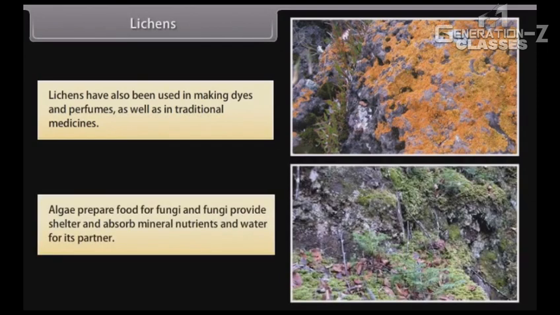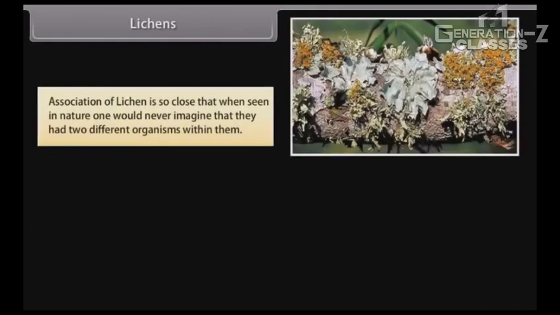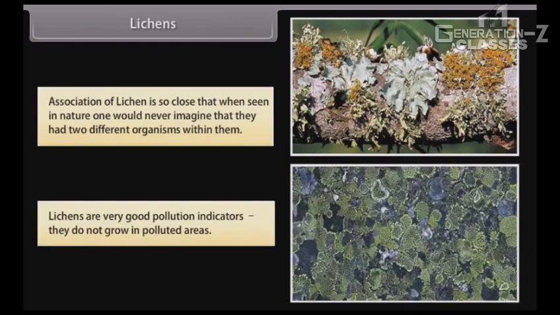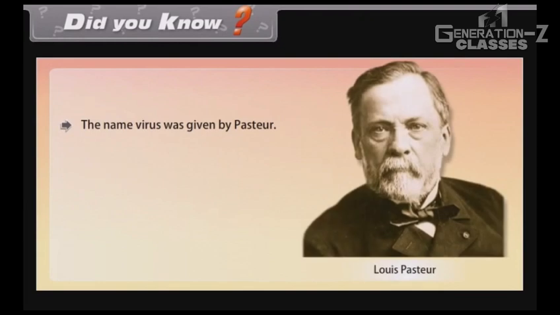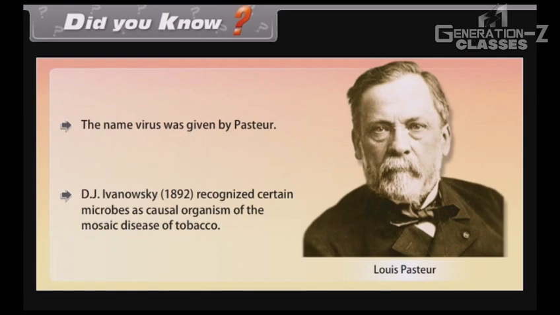Algae prepare food for fungi, and fungi provide shelter and absorb mineral nutrients and water for their partner. The association of lichen is so close that when seen in nature, one would never imagine that they had two different organisms within them. Lichens are very good pollution indicators. They do not grow in polluted areas. Did you know? The name virus was given by Pasteur. D.J. Ivanovsky, in 1892, recognized certain microbes as the causal organism of the mosaic disease of tobacco.